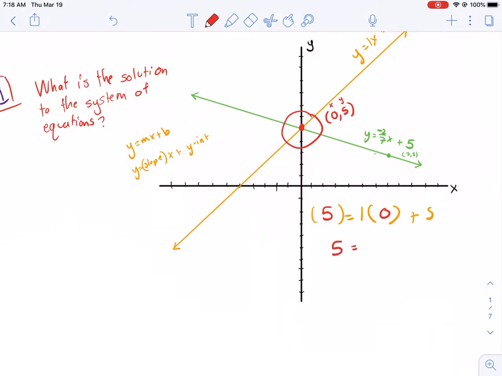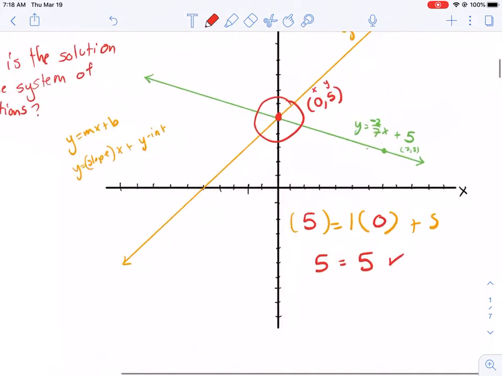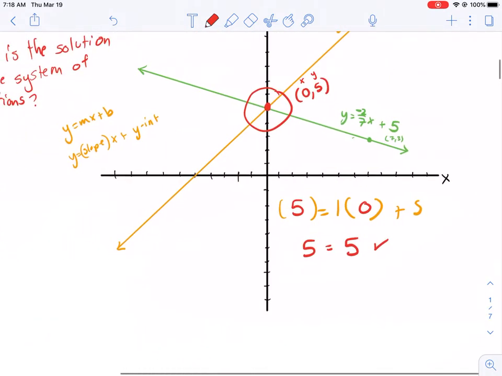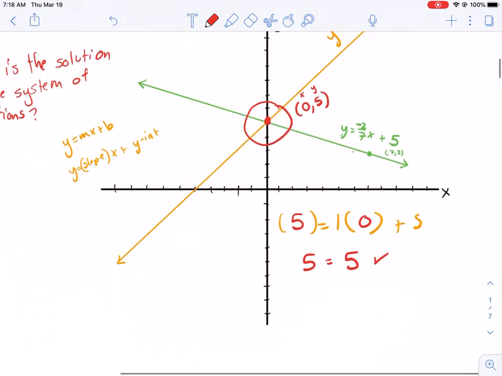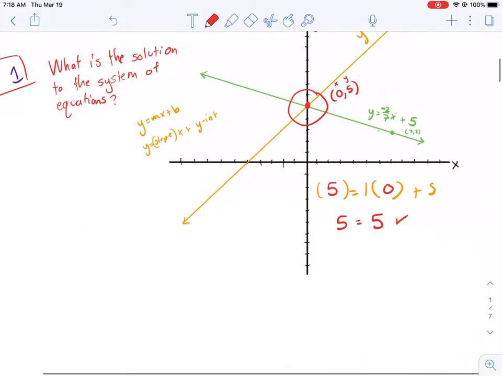5 equals 1 times 0 is 0, plus 5 is 5. Is this a true statement? Yes. Okay, so that is true for the first equation. Okay, so (0, 5) is a point on the line. It is true for this equation. So we're good there. Now we need to test to see if it's also good for the green equation.